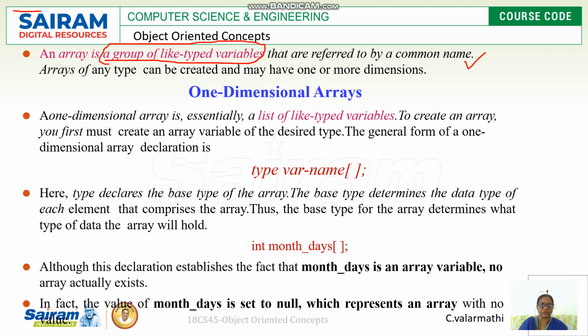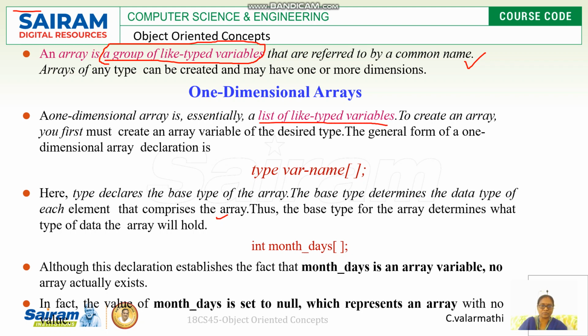There are two types of arrays available. One is a one-dimensional array and the second one is a two-dimensional array. Apart from these two types, we additionally have one more type that is called multi-dimensional arrays. Let us start with the one-dimensional array. A one-dimensional array is a list of like-typed variables.